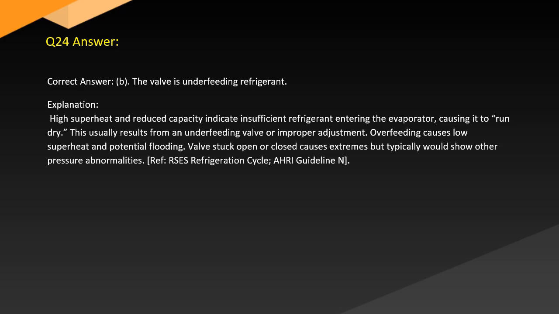Answer. Correct answer: B. The valve is underfeeding refrigerant. Explanation. High superheat and reduced capacity indicate insufficient refrigerant entering the evaporator, causing it to run dry. This usually results from an underfeeding valve or improper adjustment. Overfeeding causes low superheat and potential flooding. Valve stuck open or closed causes extremes, but typically would show other pressure abnormalities. Ref. refrigeration cycle guideline.